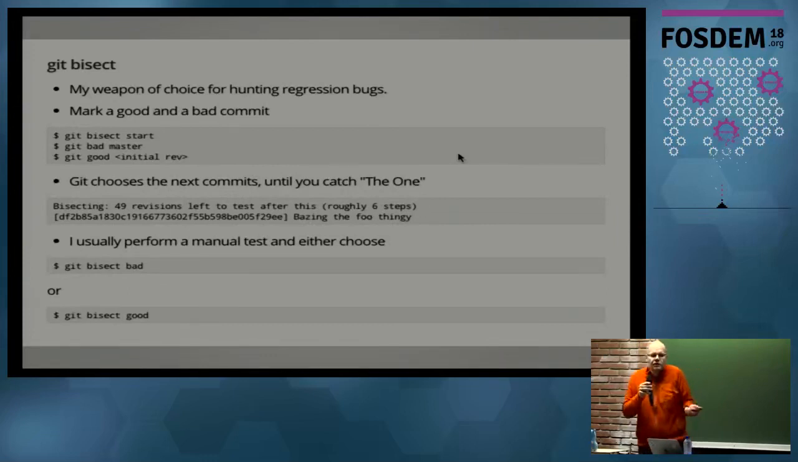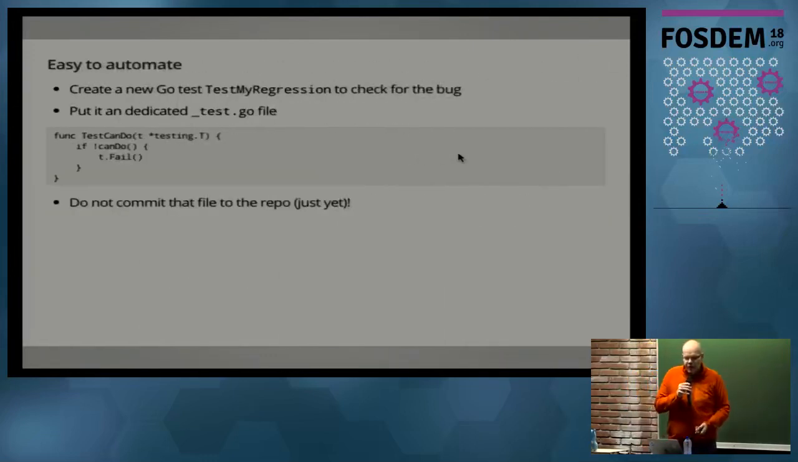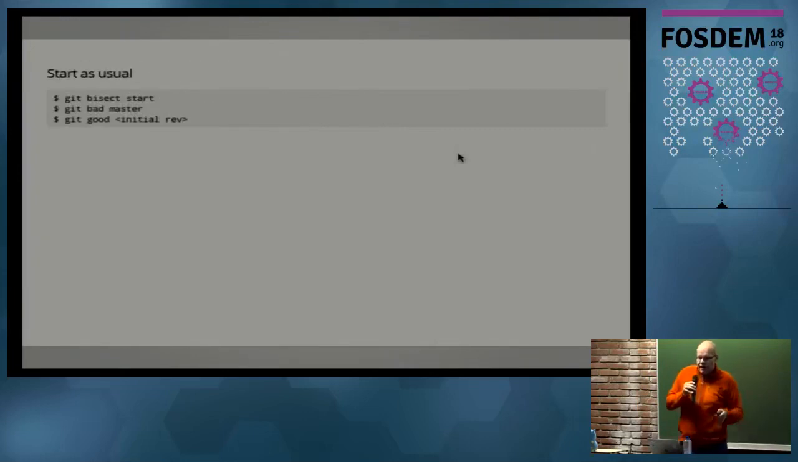And hey, repetition, come on, we're engineers, we can automate this. Go test is actually a very good way to automate this. You can create a new Go test for the regression bug you just identified. You know it's in there somewhere, so just write a test case that will pass when the bug is not happening and fail when the bug is occurring. Put this test in a separate test file. Do not commit this file yet. Don't put it into your repository, otherwise it will get lost when you travel back in time in the history of your repository.